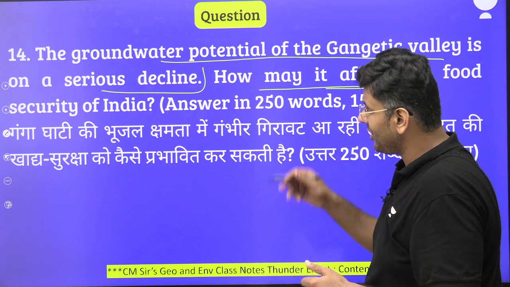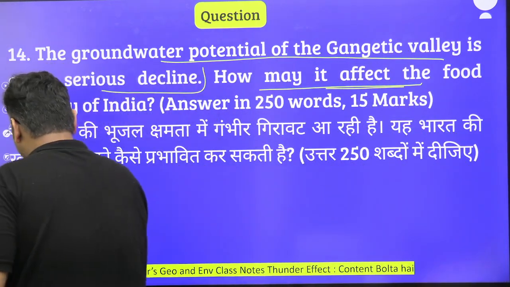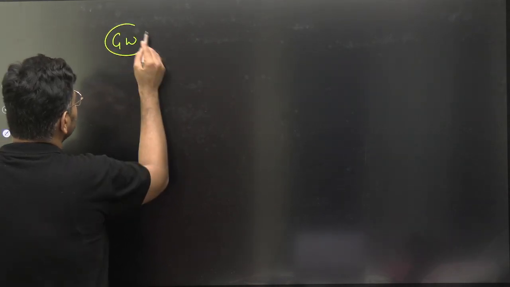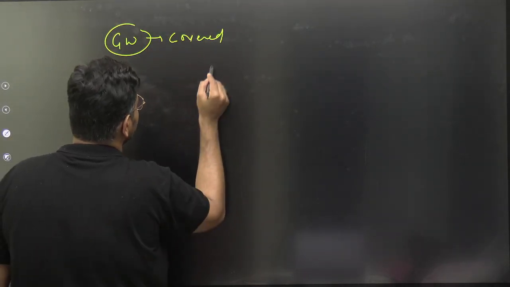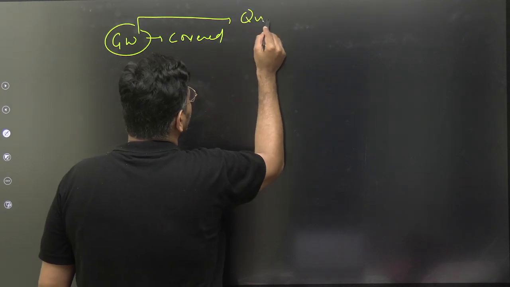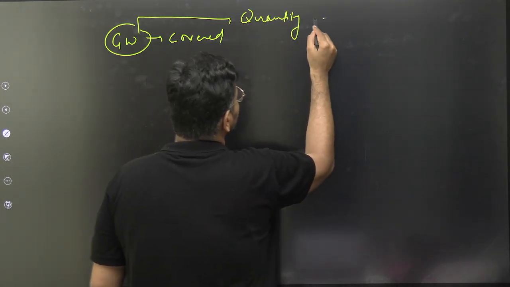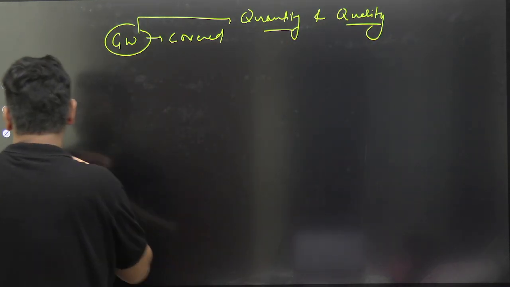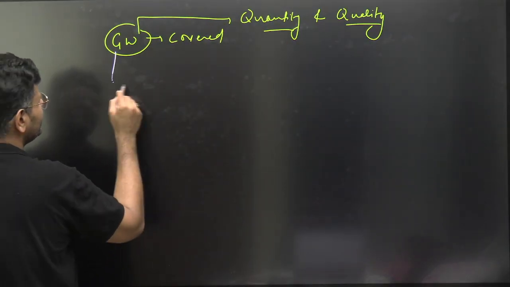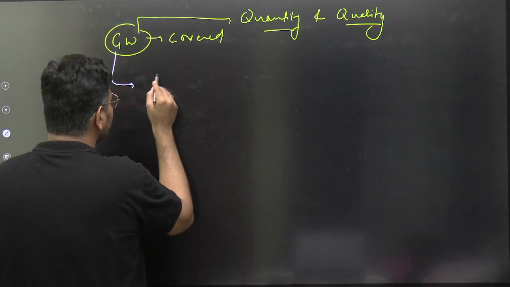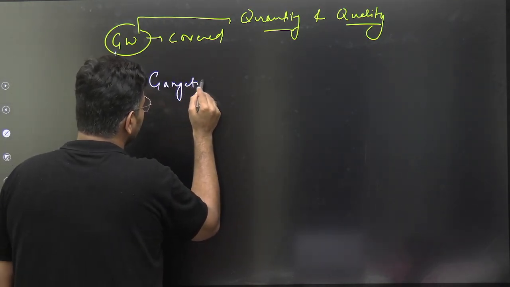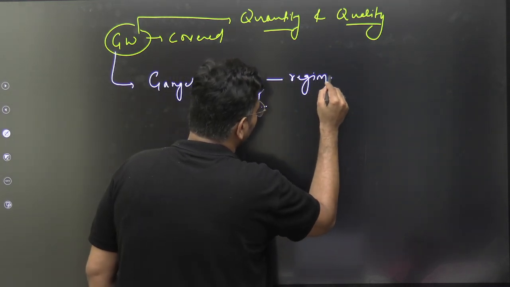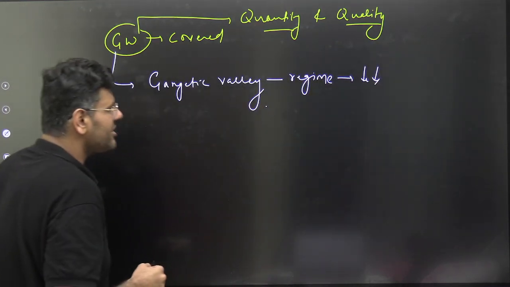How may it affect the food security of India? Let's understand. It is on a decline, sir. Let's see why. Groundwater has been covered in the classes. You can go and check. We have covered the quantity part of it, and we have also covered the quality part of it. The groundwater of the Gangetic Valley per se, this regime has been going down.